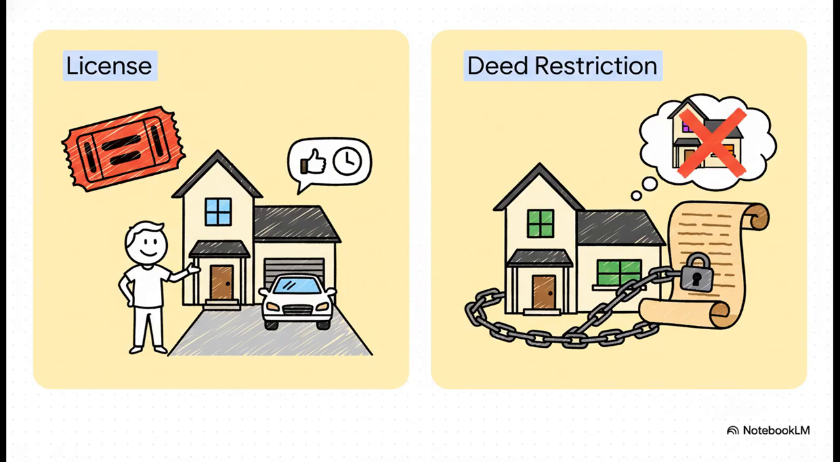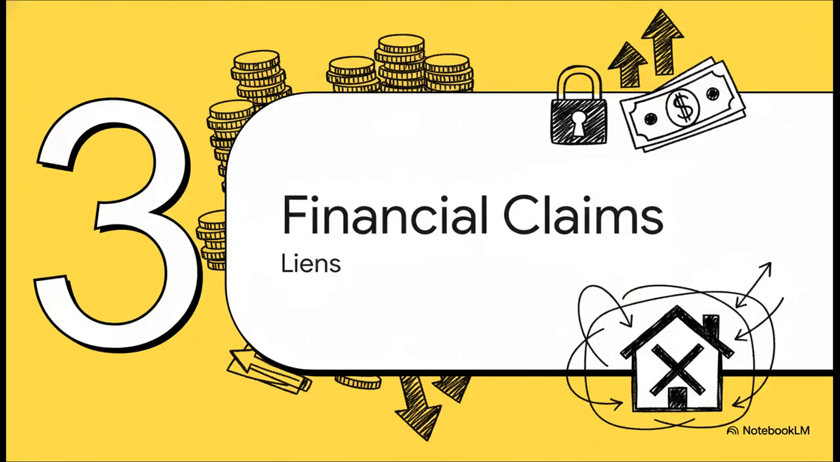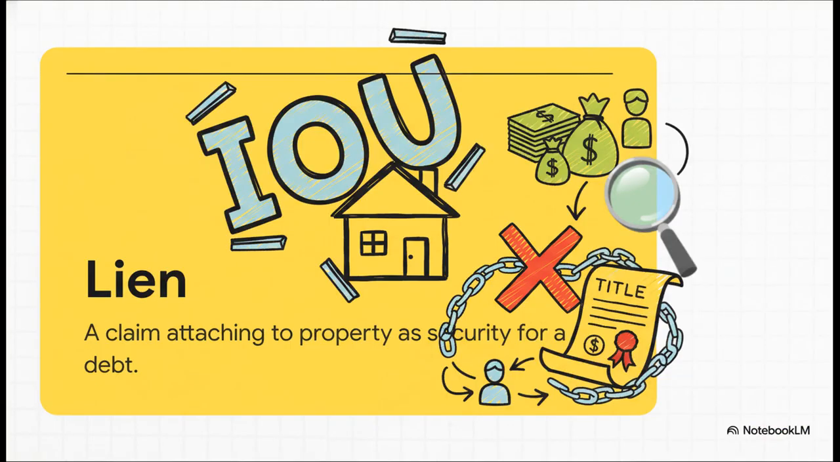All right, let's switch gears. We've talked about the encumbrances that limit use. Now let's get into the ones that are all about the money, and these are called liens. So what is a lien? It's a financial claim, plain and simple.